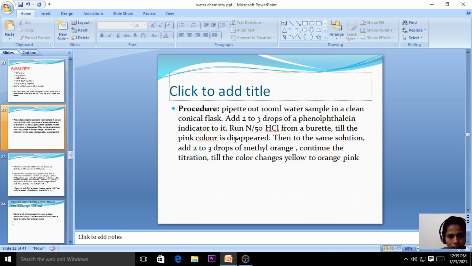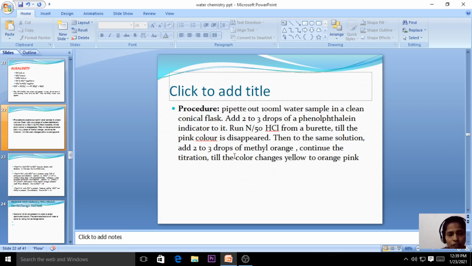After noting down the phenolphthalein end point, add 2 to 3 drops of methyl orange indicator to the same solution, because in that solution still bicarbonate is pending and the remaining half of the carbonate is pending. So to the same solution we are adding 2 to 3 drops of methyl orange.